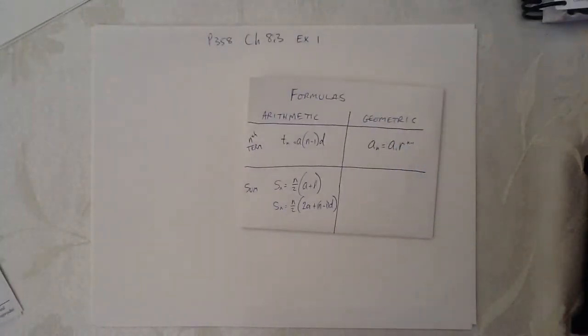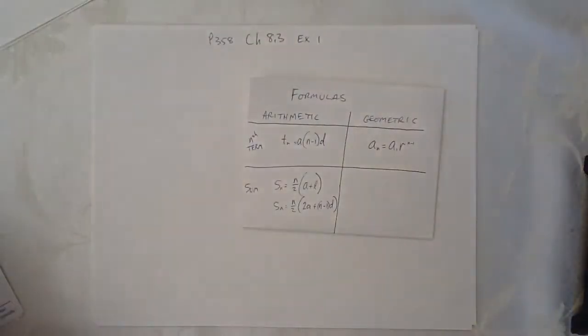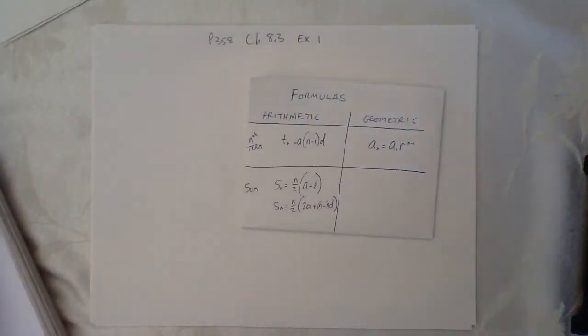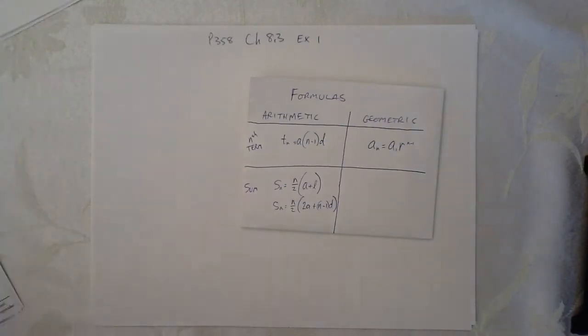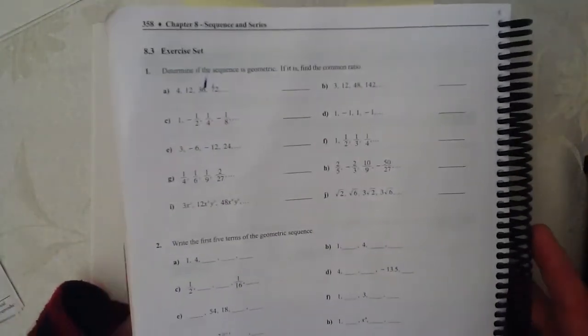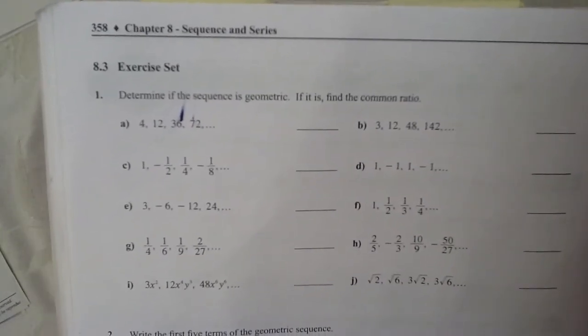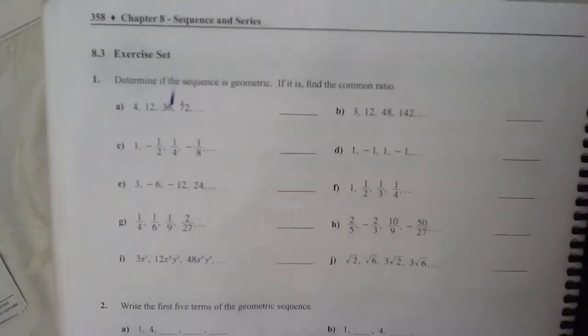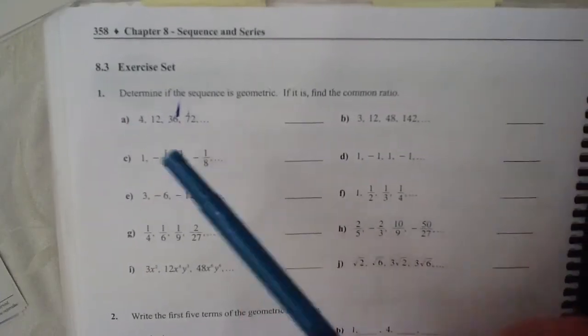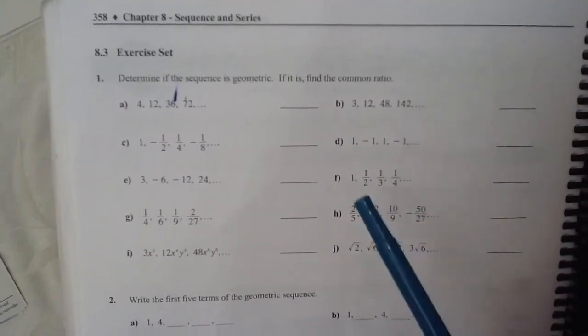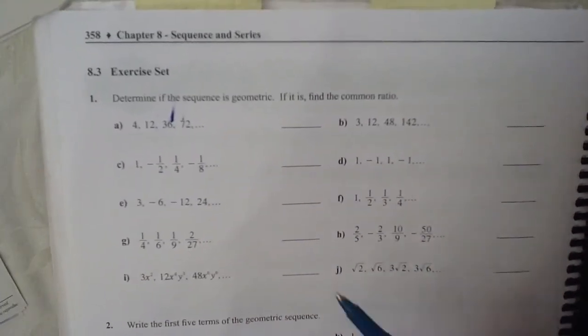We're going to look at some of these problems here. We're going to start at page 358. And on page 358, if we do all these problems, we'll ace our geometric sequences. Well, let's look at the first one. It says determine if the sequence is geometric, and if it is, find the common ratio. So the common ratio will be common between all terms if it is a geometric sequence. So we just have to figure it out.